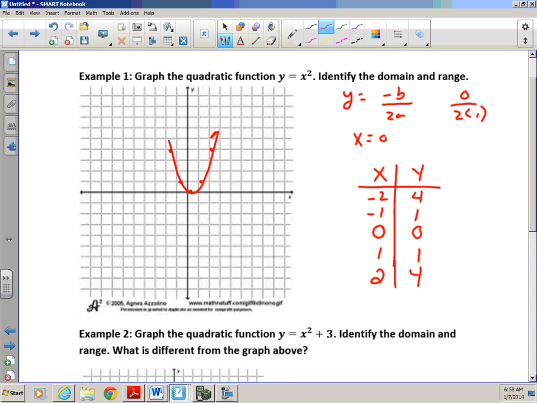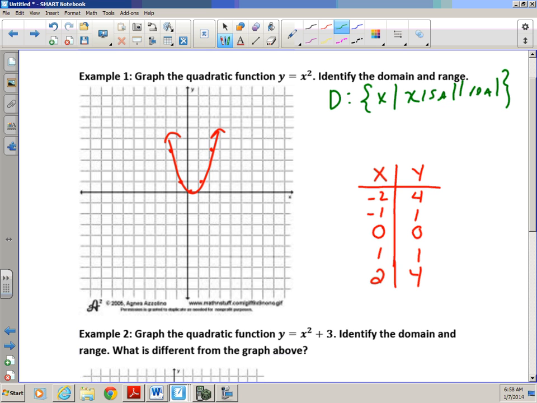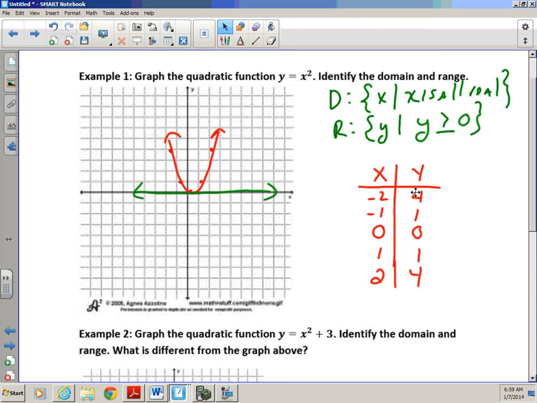Now, my domain, and I'm just going to erase this up top just to give me some room to write it. My domain, well, I didn't tell you what to use, so my domain is x is all real numbers. Now, if you look at the graph, the y values bottom out at the vertex. So since this opens upward, y is greater than or equal to 0. Okay, all right, let's do another example.